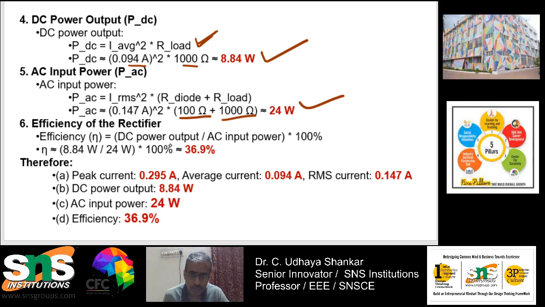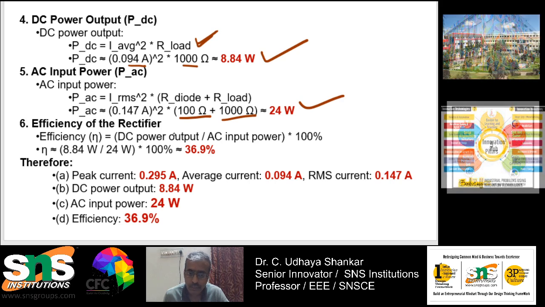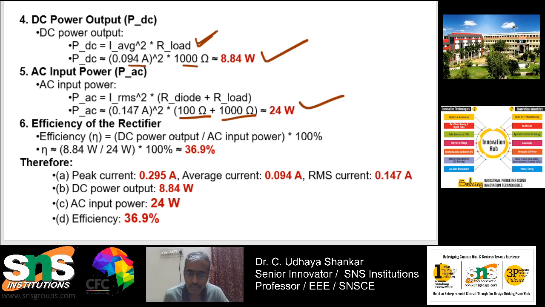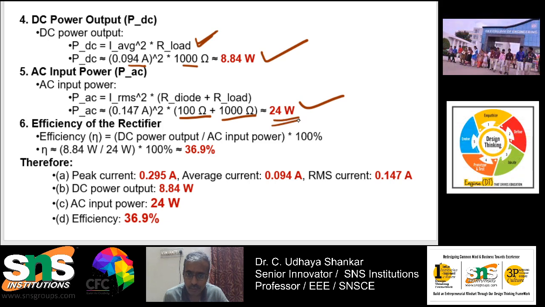So, similarly, how to find the efficiency of the rectifier? Efficiency of the rectifier is nothing but the DC output power divided by AC input power. Okay. So, the rectifier is going to convert the AC input power to the DC output power. So, always the formula for efficiency is output divided by input. So, DC output power divided by AC input power. DC output power is nothing but 8.84, okay, and AC input power is 24.